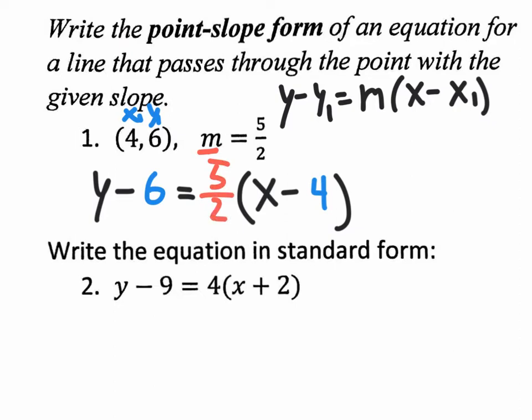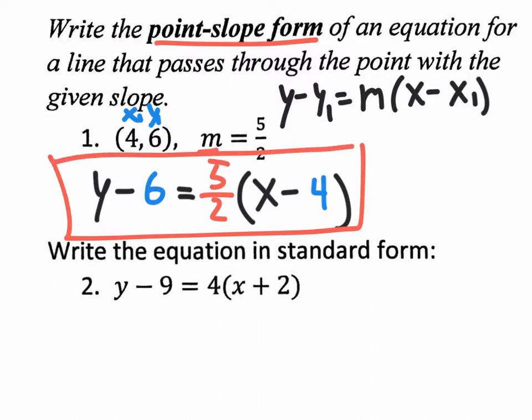And they're asking for point-slope form, so guess what? We're done. That's too easy, almost. If they would have said slope-intercept, then you'd have to distribute the 5/2 or multiply everything by 2 to get rid of the fraction, and then distribute the 5 and then get the y by itself. But since it says write it in point-slope form, that's it.